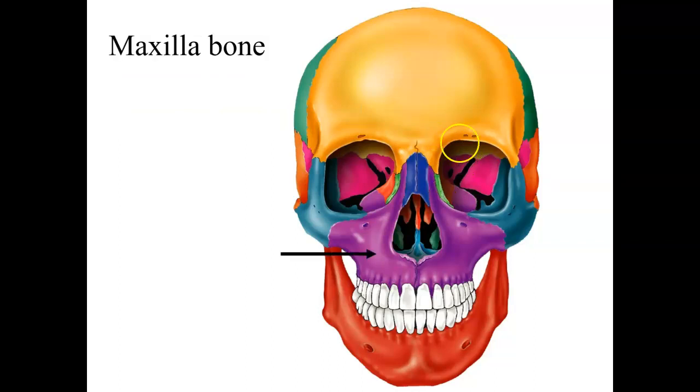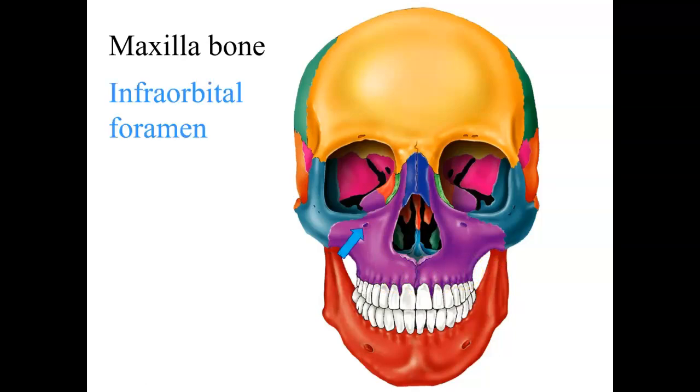The maxilla is this large facial bone that is located right in the front, and it is a pair of bones. Maxilla is singular, maxillae is plural. And associated with the maxilla is the infraorbital foramen. Again, a cranial nerve and blood vessels will travel through that particular hole.